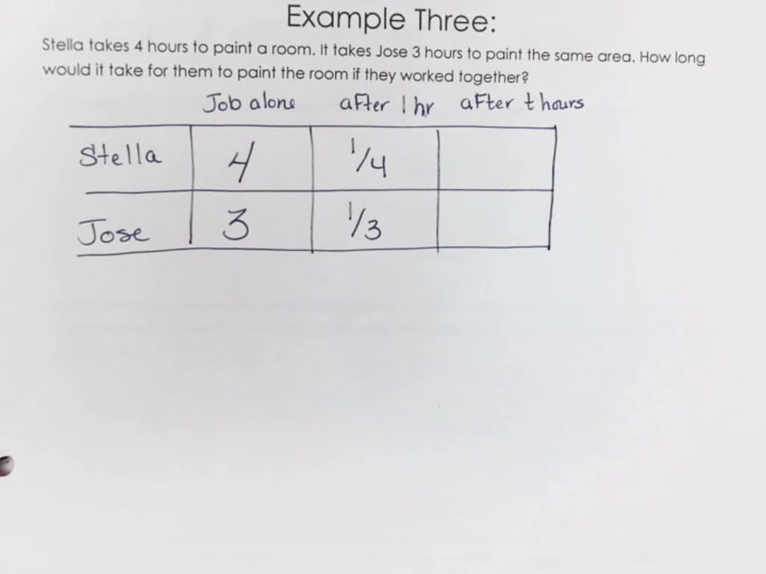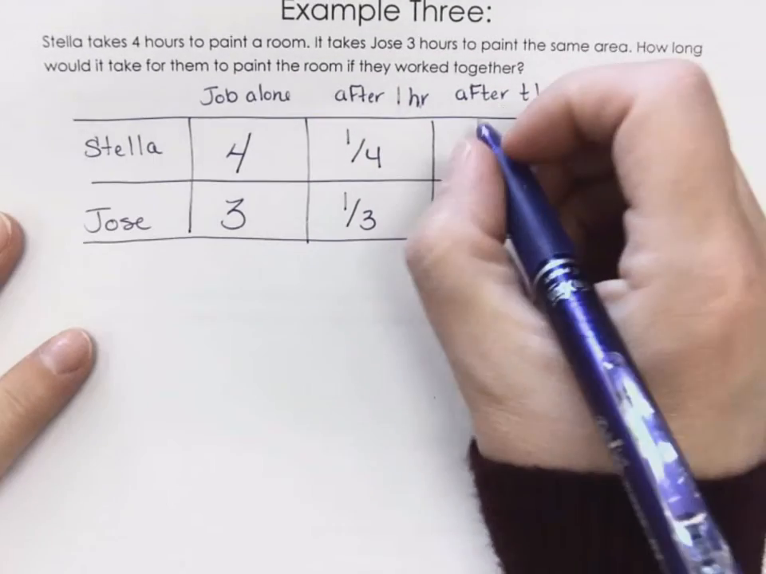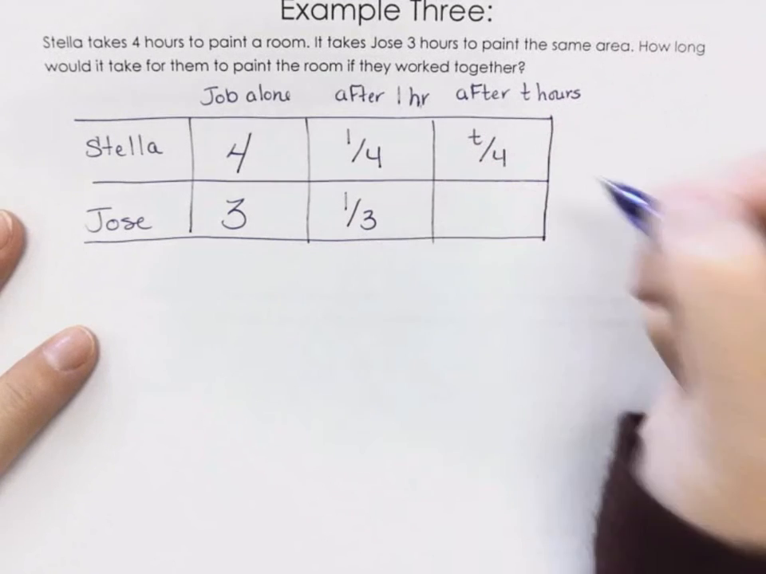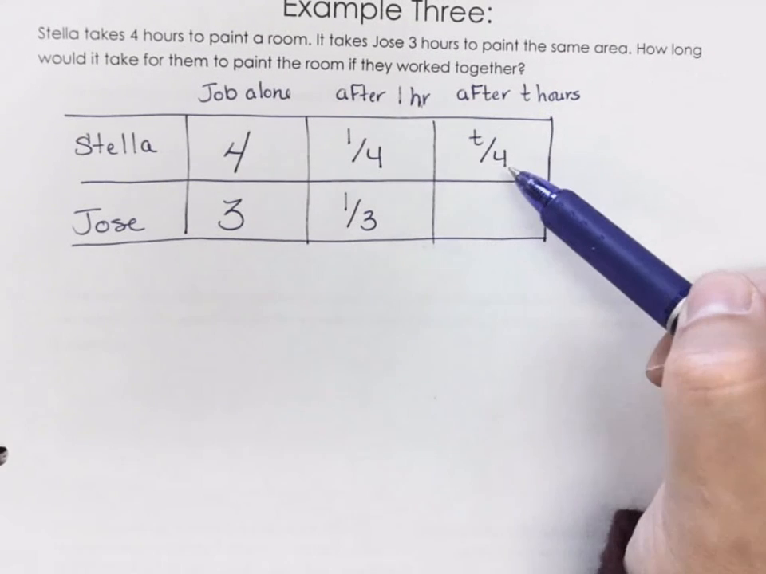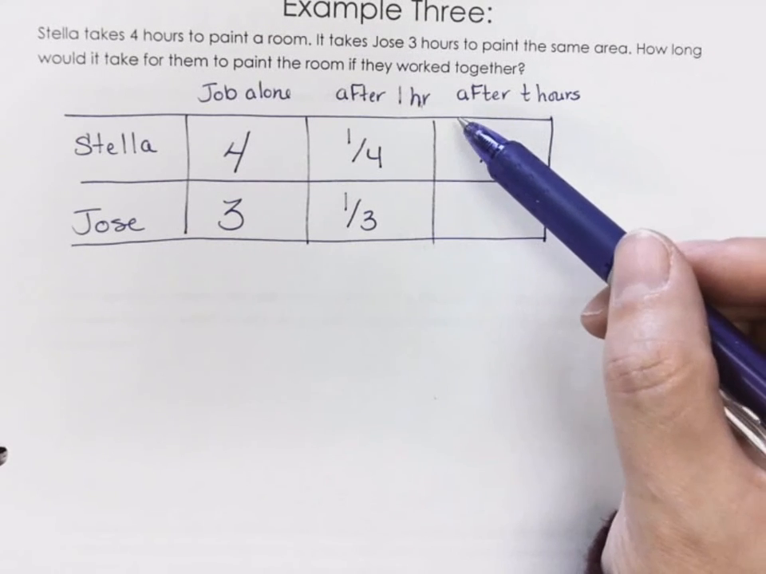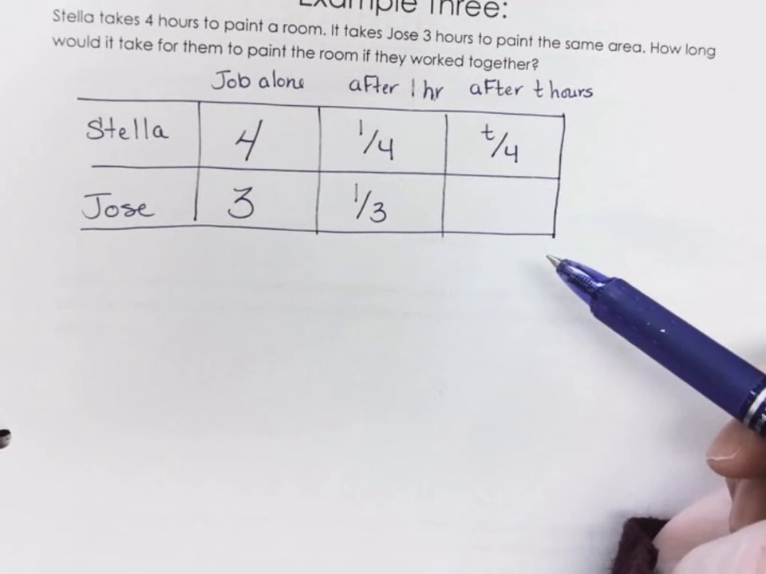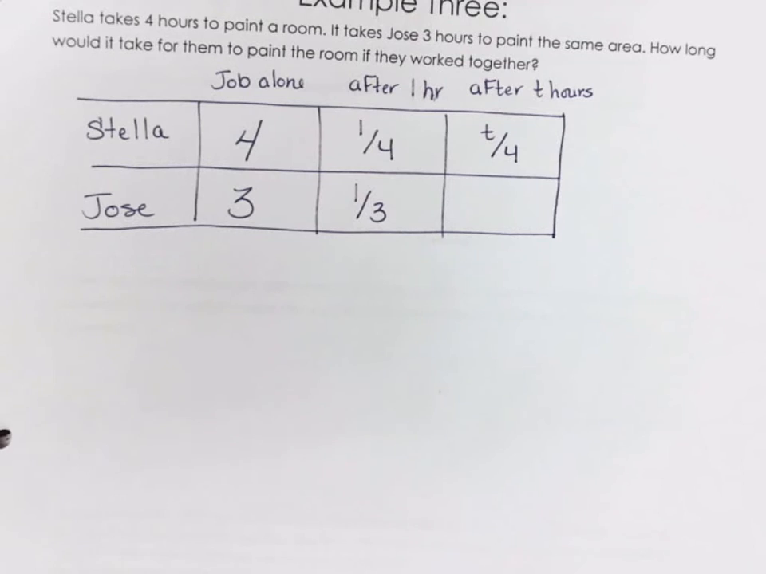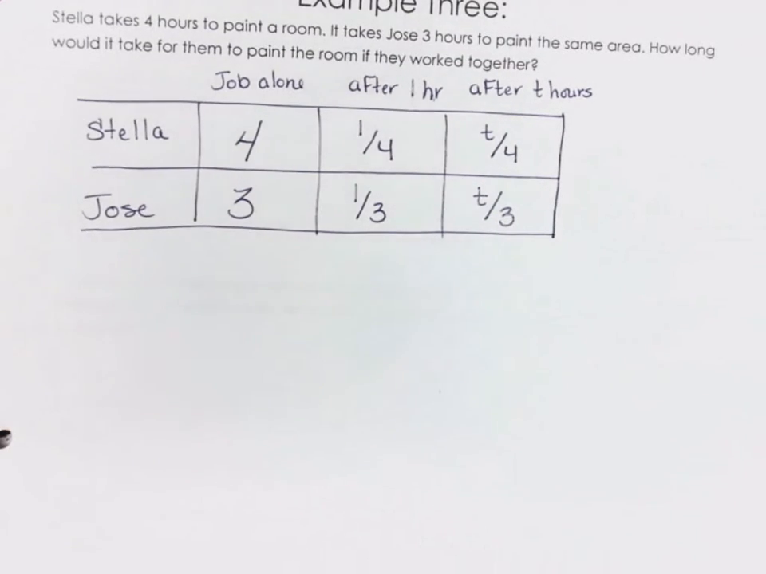Okay, after T hours, so we don't know how many hours. So essentially all we're going to do here is say after an unknown amount of hours, it's just going to be a fraction, right? If I check on them after 2 hours, it would be 2/4. At 3 hours, it would be 3/4. At 3.5 hours, it'd be 3.5/4. Make sense? We just don't know what the T is right now. And then that would be the same for Jose.